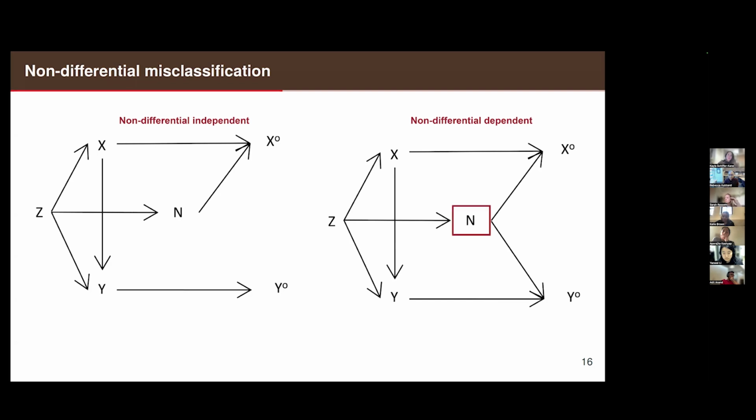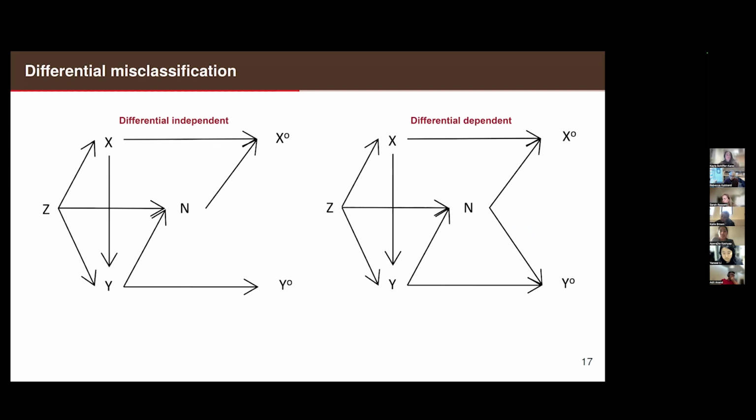So in this setting where we know that the misclassification is non-differential and we're just uncertain whether it's dependent or independent, if we condition on utilization intensity, so that could consist of, for instance, including N in a regression model when we're assessing the association between XO and YO, if we condition on N, then that converts the non-differential dependent misclassification mechanism to a non-differential independent misclassification mechanism. So it essentially breaks the confounding of XO, YO by N.